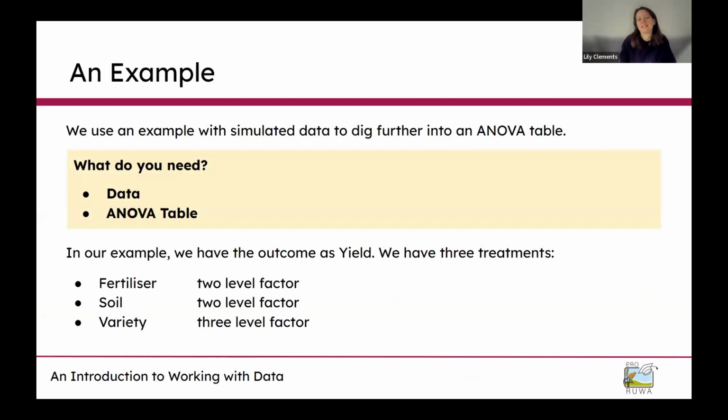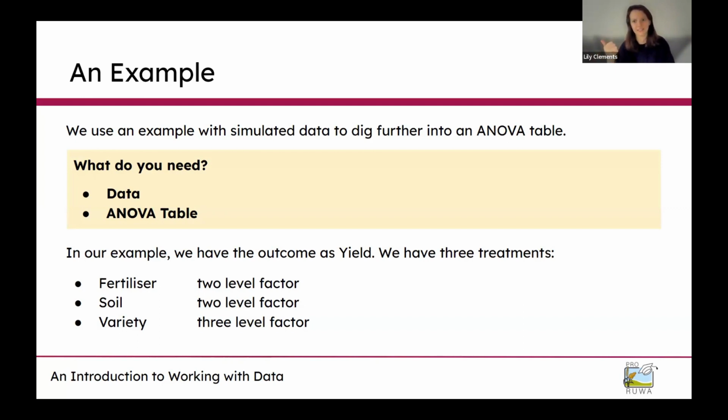So we're going to do an example with some simulated data to dig further into an ANOVA table. What do you need for this example? Very easy. You need your data, in which case we're going to do simulated data, and you need your ANOVA table. In this example, we have the outcome as the yield, and we have three treatments.